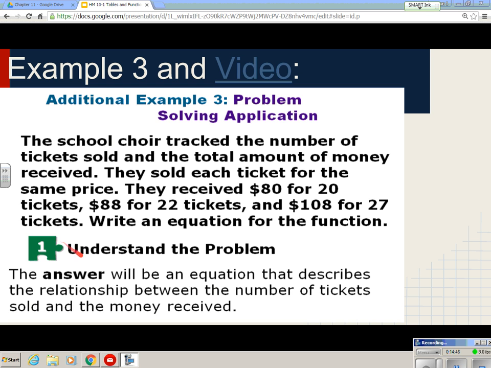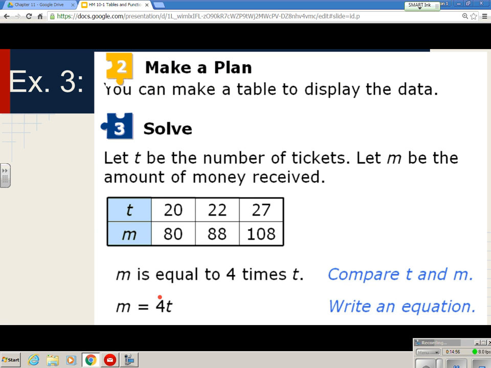So first we have to understand what we're looking at here. We know that we're going to have to write an equation to describe a relationship. So we have to take the information we see here and pull it out. My plan is simply to make a table based off the information we had. I'm going to use T for tickets, and M for money. It said in the problem, for every 20 tickets, you got $80. For 22 tickets, it was $88. 27 tickets, $108.